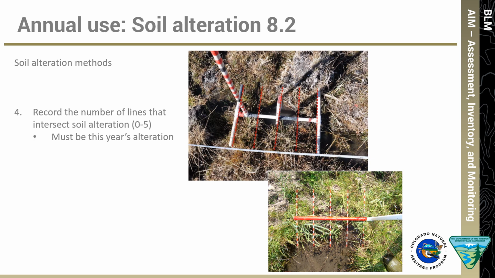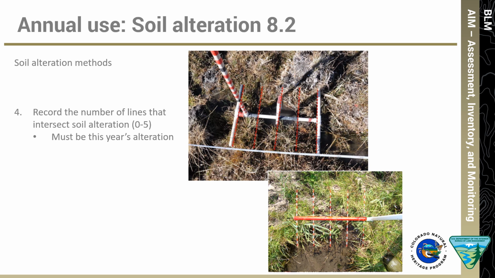Finally, step 4 is to record the number of lines from 0 to 5 that intersect soil alteration. Record only one occurrence of alteration, trampling, compaction, puddling, or hoof shearing per line, even if more than one occurs along the line. If a single feature intercepts more than one line, record one occurrence for each line. Count only this year's soil alteration.